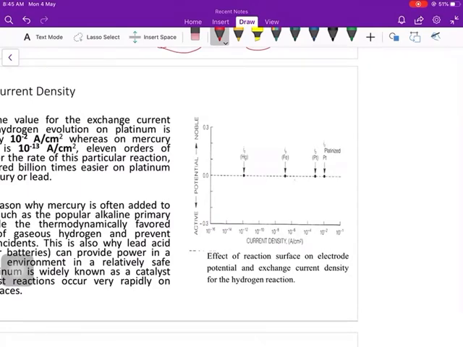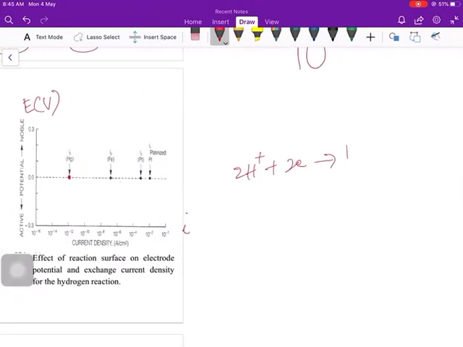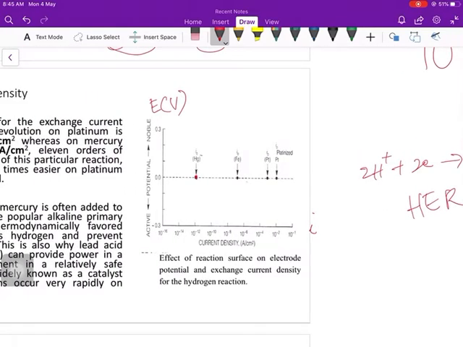So you also can show this in terms of a graph. This is E, the potential, versus i. This is the exchange current density at 0. When you check the standard reduction potential series, you know that the value at standard is 0 volt for the hydrogen evolution reaction. So on mercury or lead, it will occur around 10 to the power of negative 13.